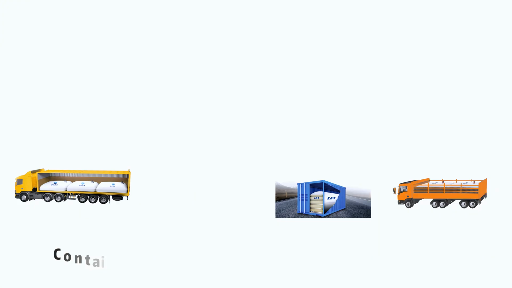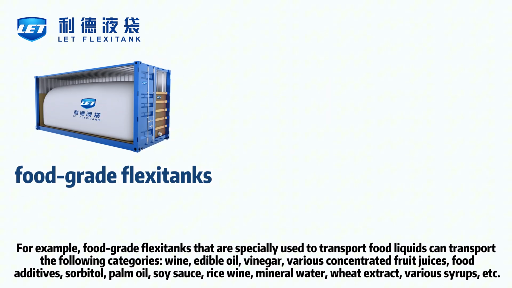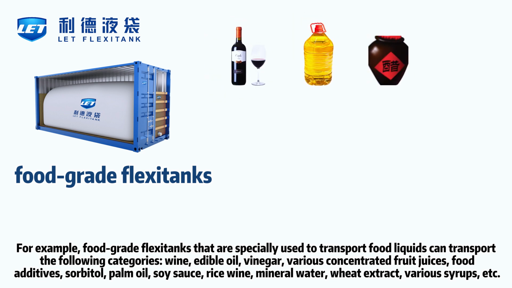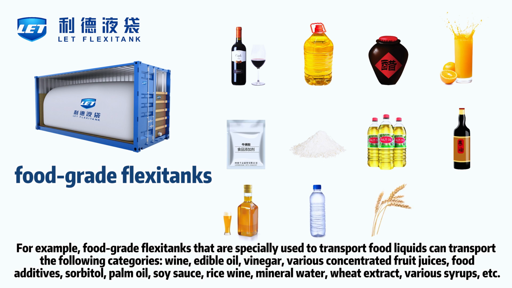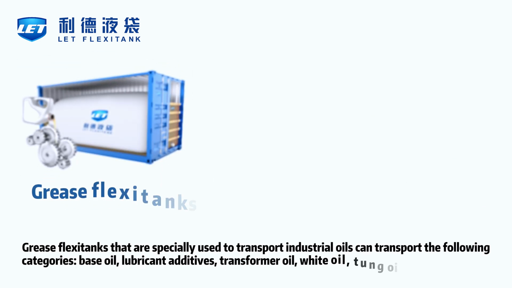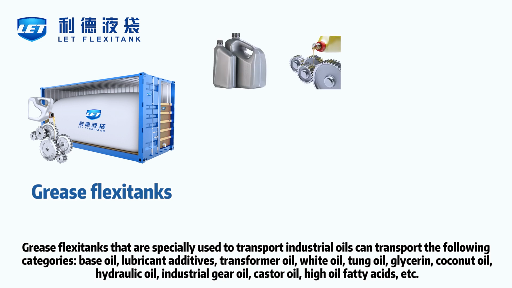Scope of application. Container Flexitanks have different types of Flexitanks according to their different transport categories. For example, food-grade Flexitanks that are specially used to transport food liquids can transport the following categories: wine, edible oil, vinegar, various concentrated fruit juices, food additives, sorbitol, palm oil, soy sauce, rice wine, mineral water, wheat extract, various syrups, etc.